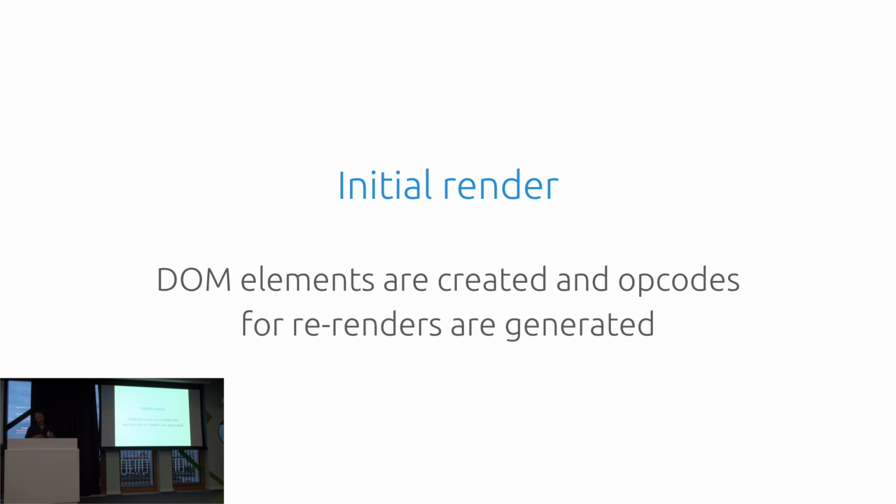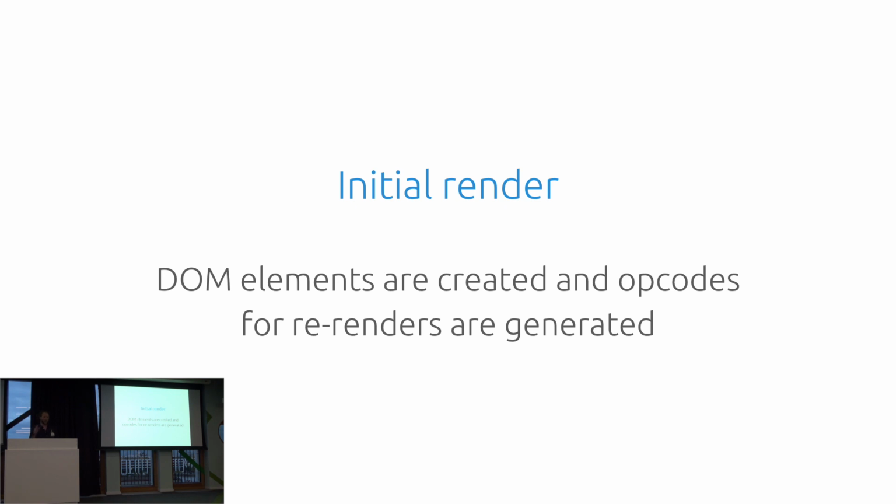So what happens during initial render is that the append VM goes through the opcodes and creates the respective DOM nodes, and also generates opcodes for the update VM that will then be used to update the DOM tree later when the application state that backs the template or the DOM tree does change.